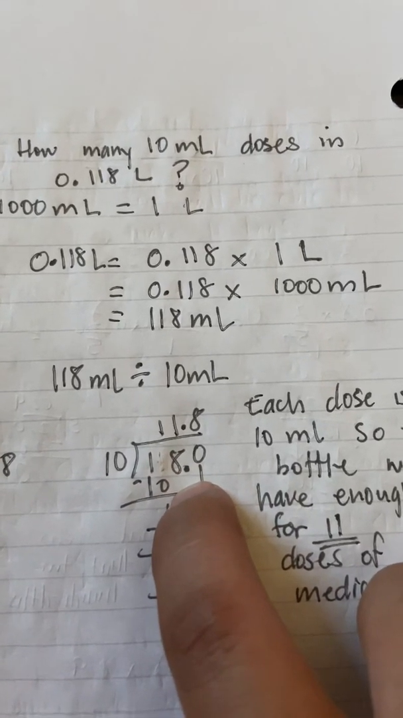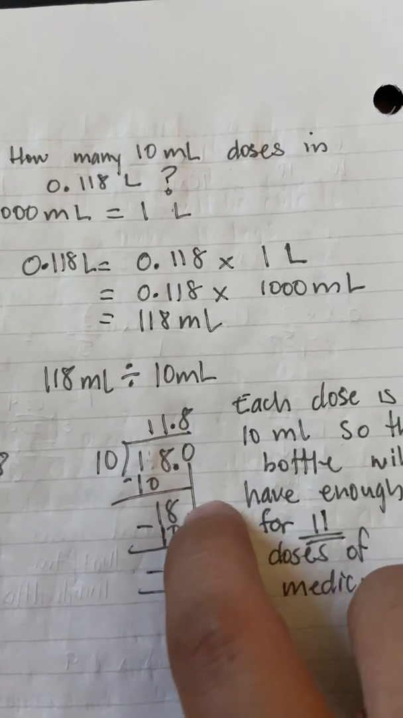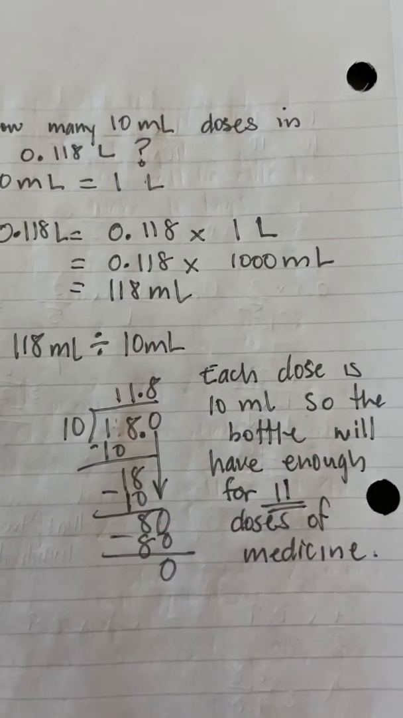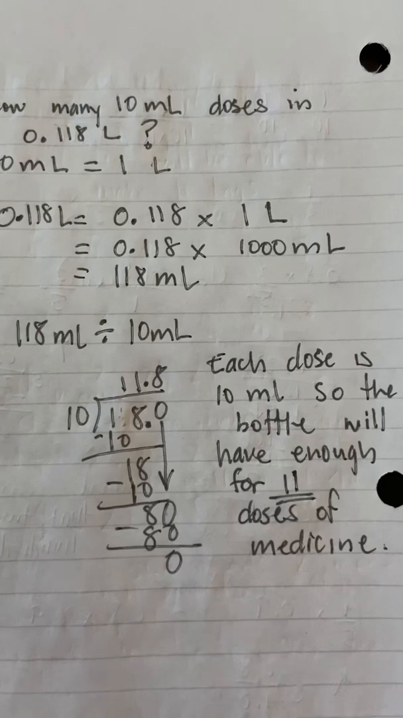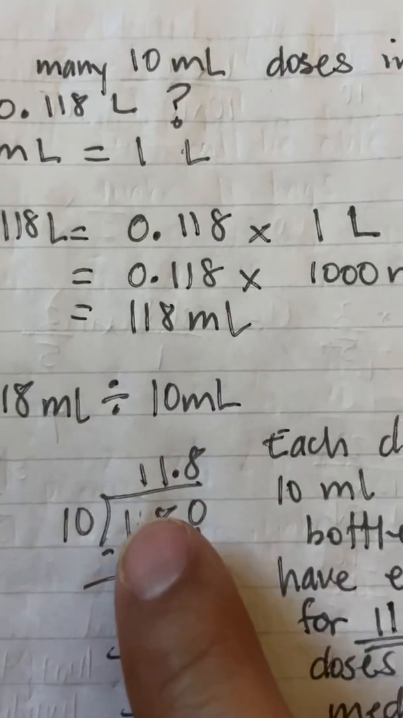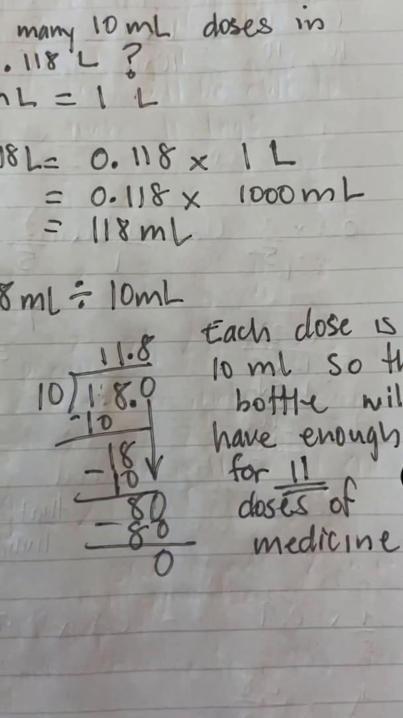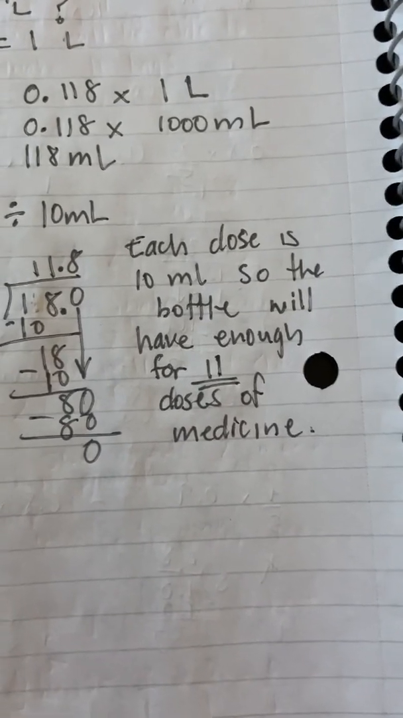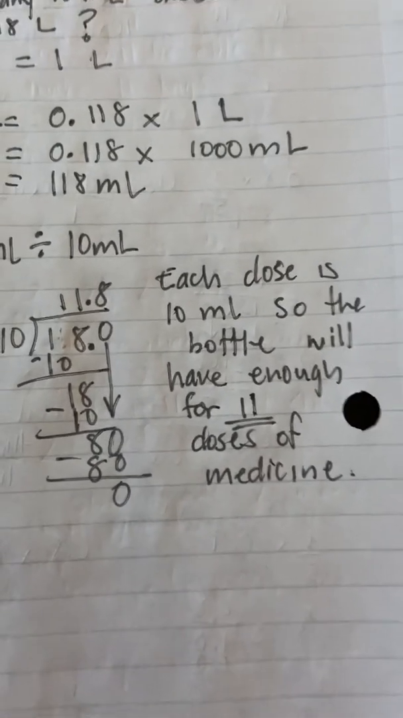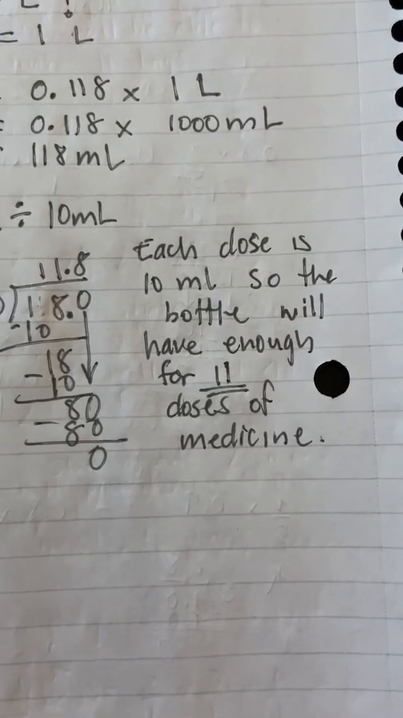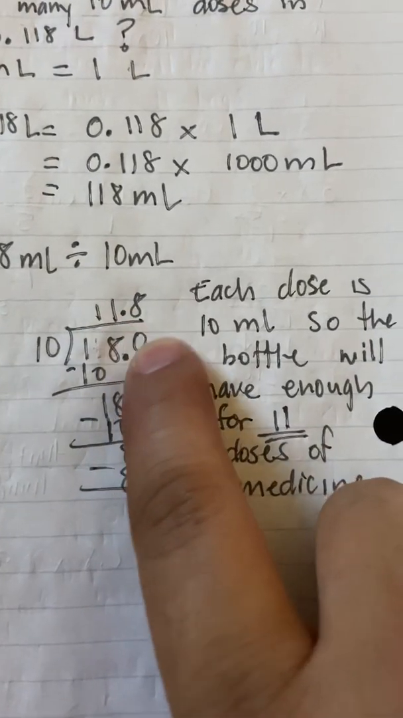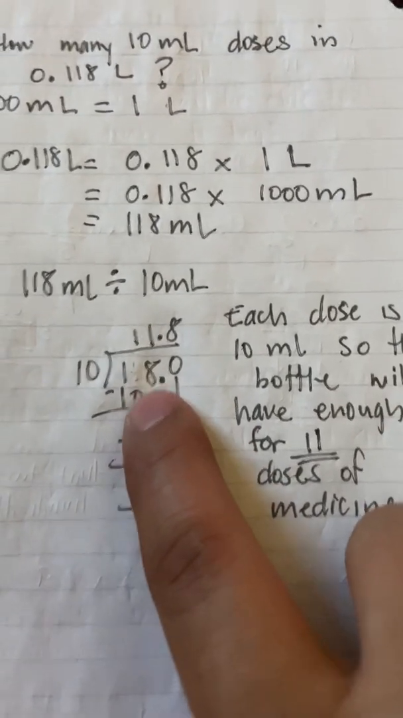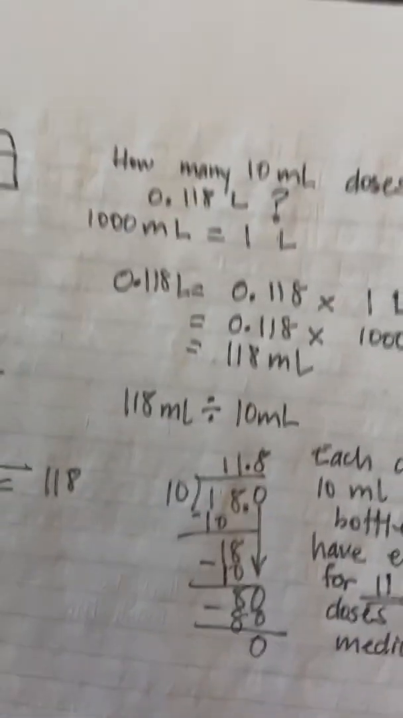And so you get, I think I kind of made a mistake here, guys. But anyways, you get 11 and 8/10. I think what I did here is I erased one of my numbers, but it's 11 and 8/10. But since the doses are all 10 milliliters, you end up with only 11 doses. Because yes, this was the correct quotient, but I do believe I erased my 1 right there. So if you give me 1 second.